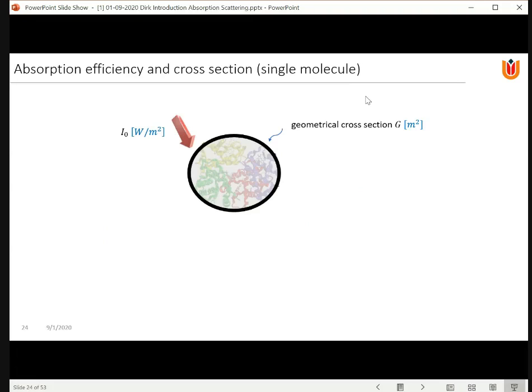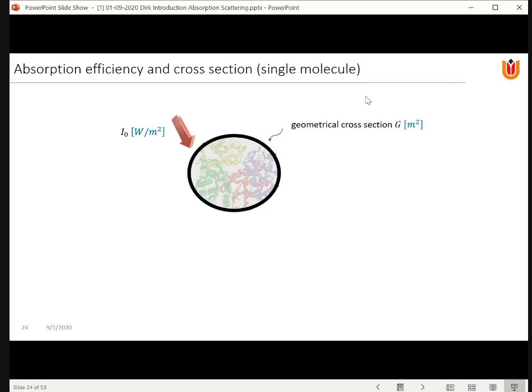Okay, suppose we have a molecule that is illuminated with light, which has an intensity given here by I0, and that intensity has units watt per square meter. So it tells you how much power is incident on the sample, or on the molecule in this case, per unit area.